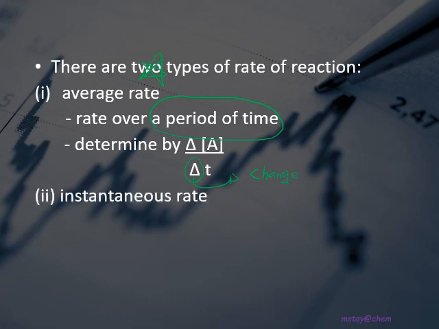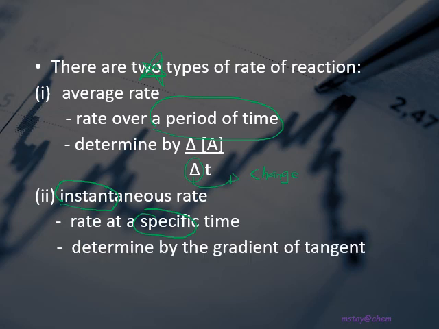The triangle sign here generally refers to change. The second type of rate of reaction is the instantaneous rate. From the word instant, we know it's at a specific time. For this one, you need to draw a tangent line, and then find the gradient of the tangent line. It will refer to the instantaneous rate.